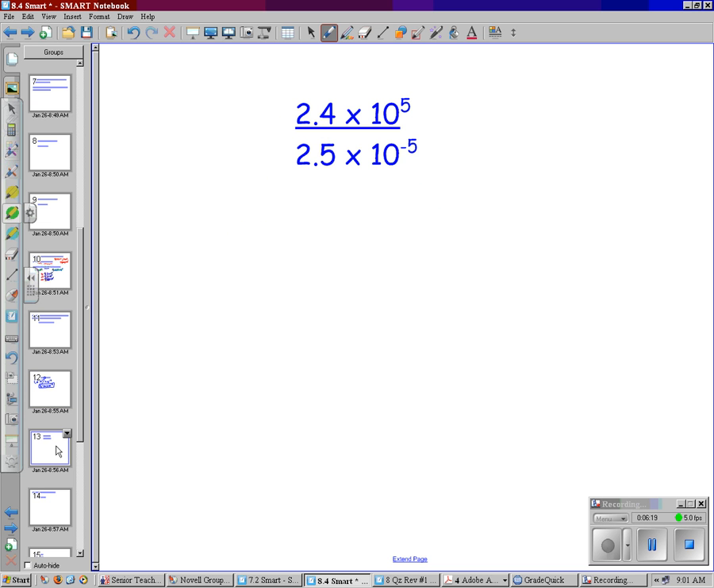Let's look at this one. Ooh, division. Yes. 2.4 times 10 to the 5th divided by 2.5 times 10 to the negative 5th. You may not have any power of 10 left in the denominator. You must move your powers of 10 up to the numerator.